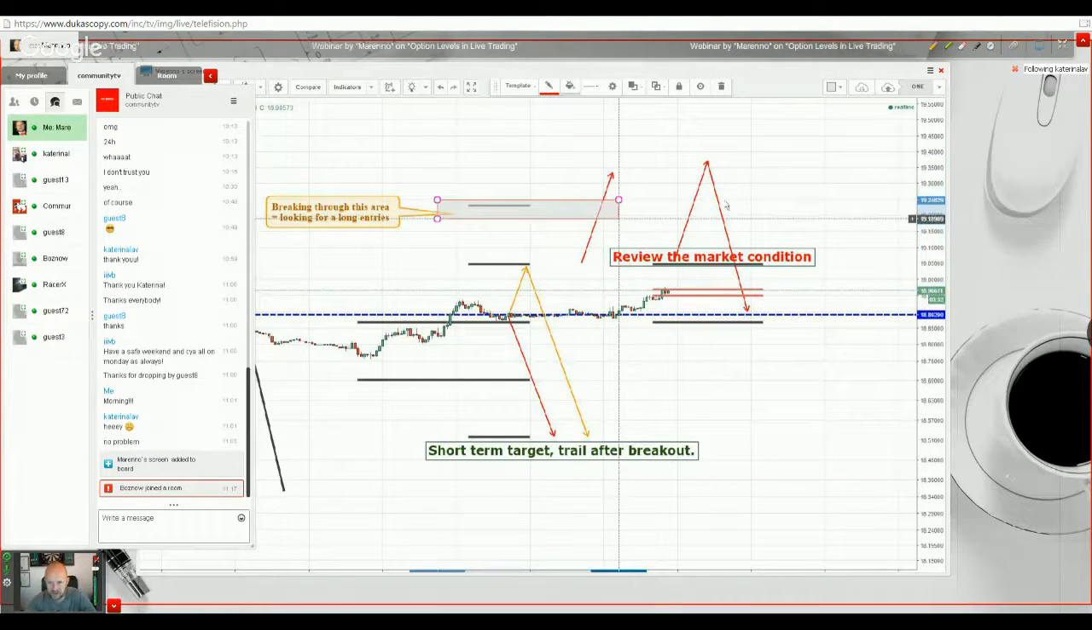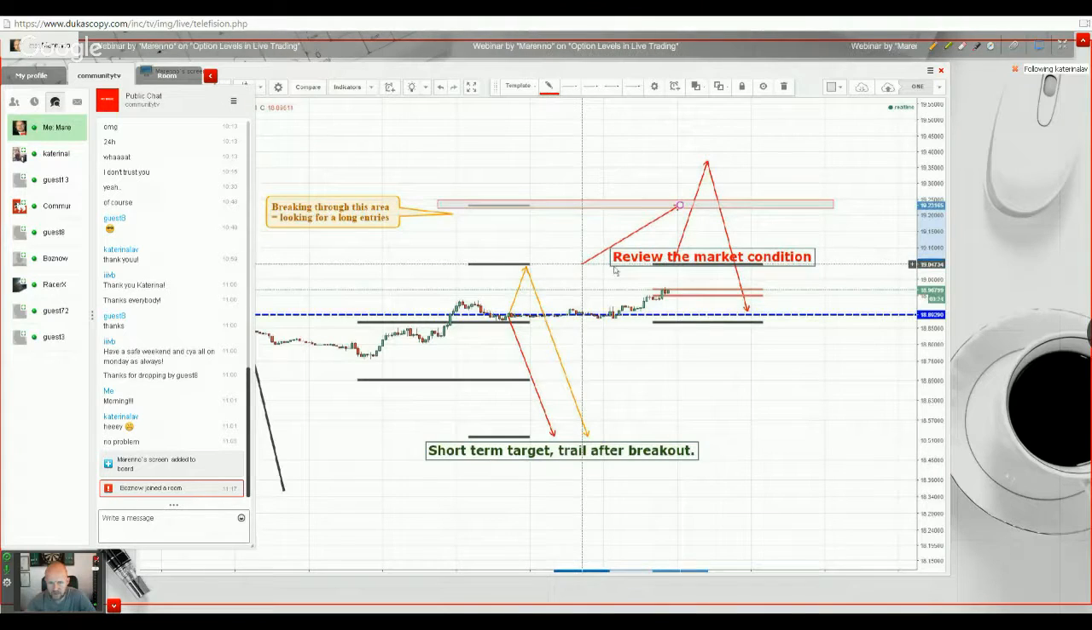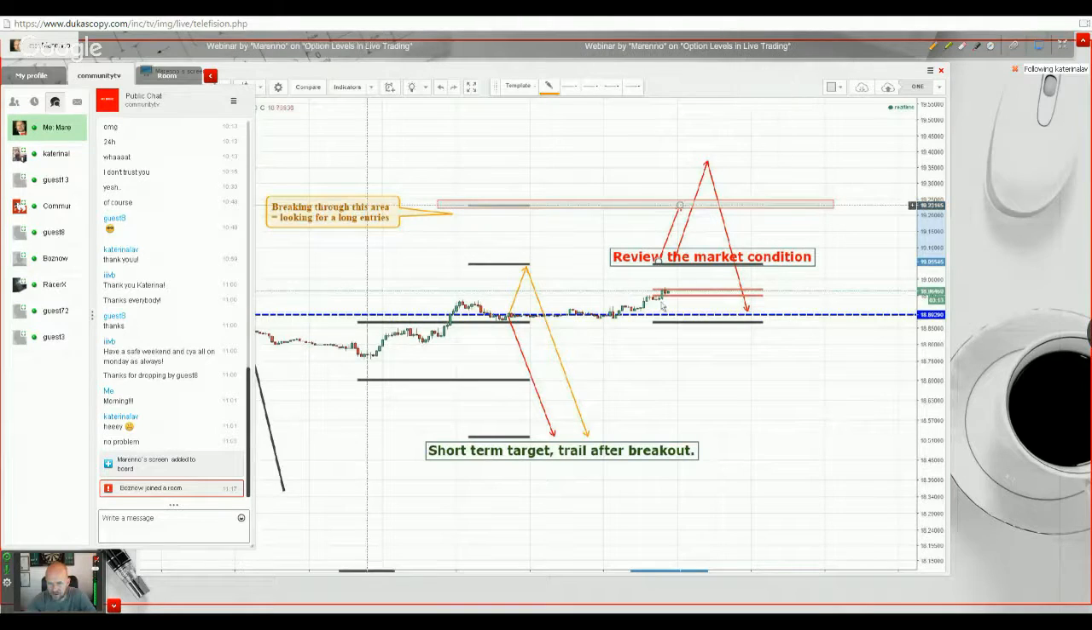So let me do this kind of thing here. So it can be around this level as well. Then we'll have a bounce. I do believe that the bounce will be towards this level, 18.89290, and then we are going to buy it from here.